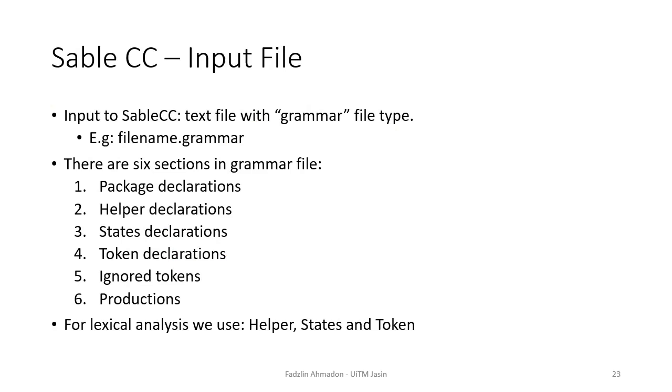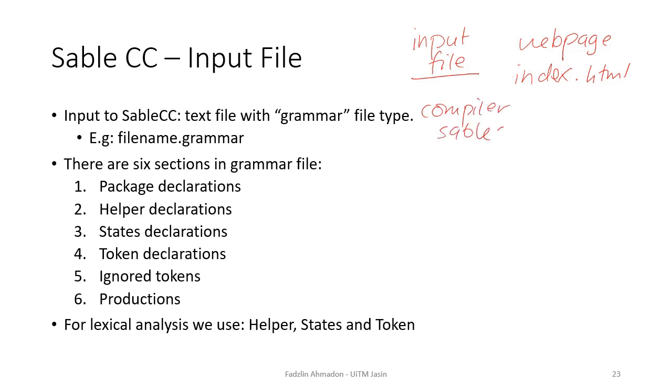So in order for us to use SableCC as a tool, we need to prepare an input file. This input file will be in the form of a grammar. Just like if you want to create a web page, you need to create a file of type HTML, for example, index.html. If you want to create a compiler using SableCC, the input must be in the form of a grammar. So for example, if the name of your language is cat, it will be cat.grammar.